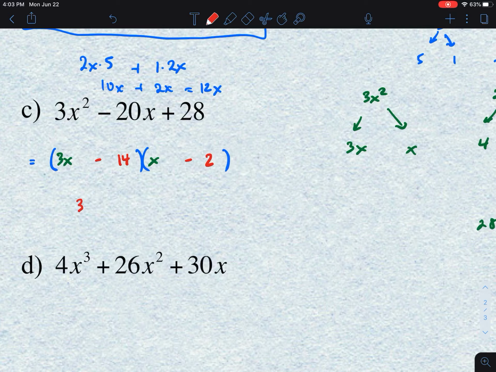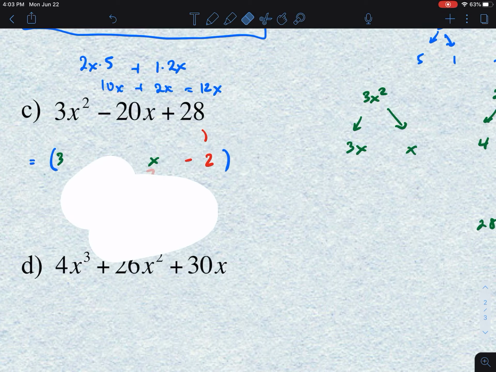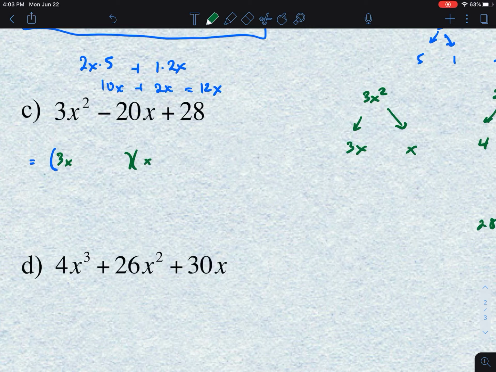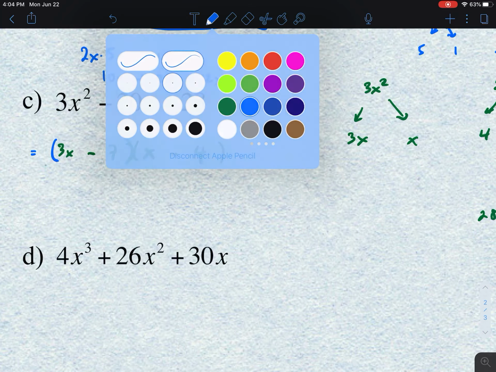So let's check it. 3x times negative 2, and then negative 14 times x. So that gave us negative 6x, negative 14x. Why? I want this to be a wrong guess. I don't know how I got the guess wrong. So let me just do this again. Okay, I wanted this to be the wrong guess. Okay, so 3x, x. All right. So if I'm going to do the wrong guess, I'm going to do 7, 4. Let's say I put a 7 there, I put 4 there. Both of them have to be negative. Okay, let's check the middle terms.